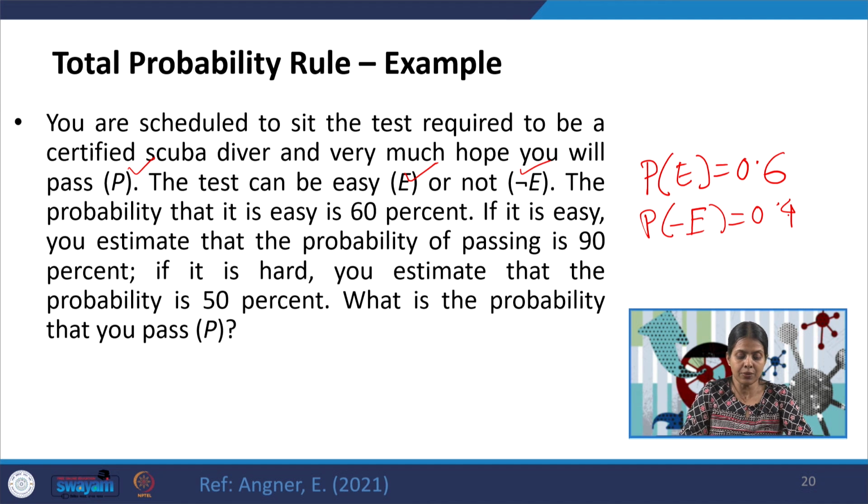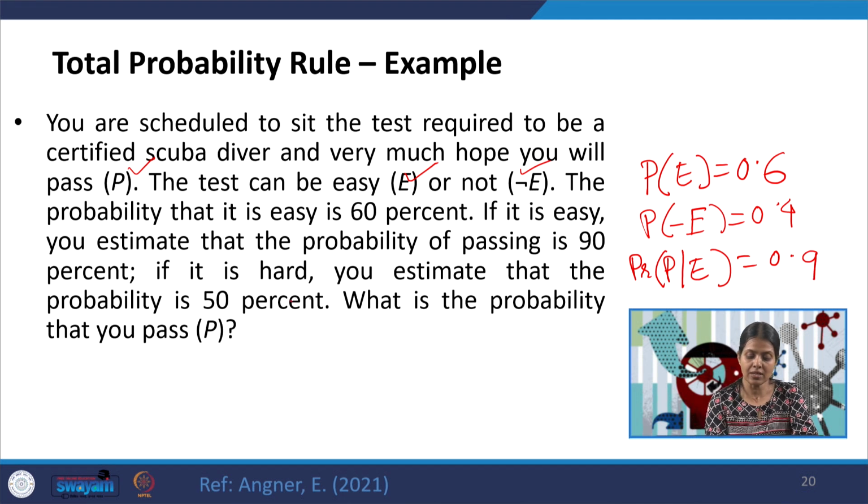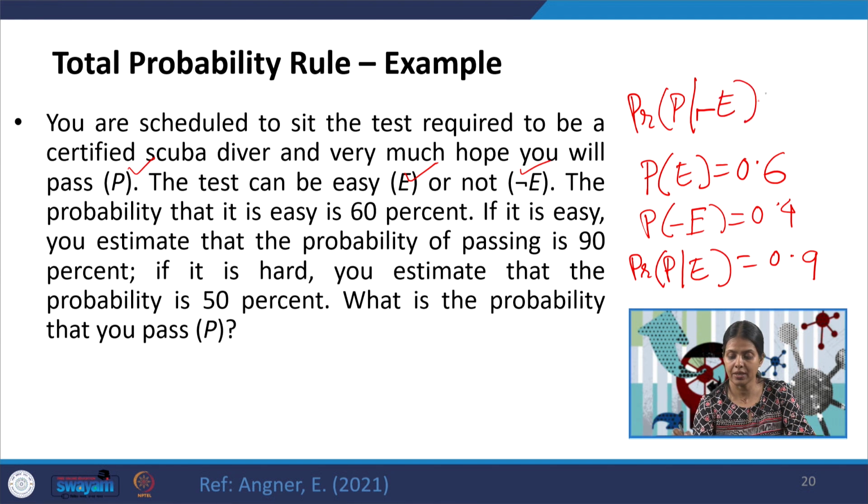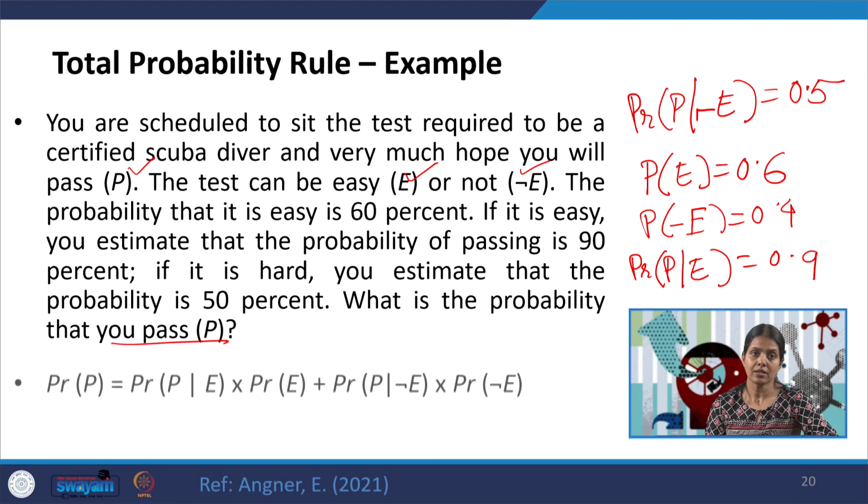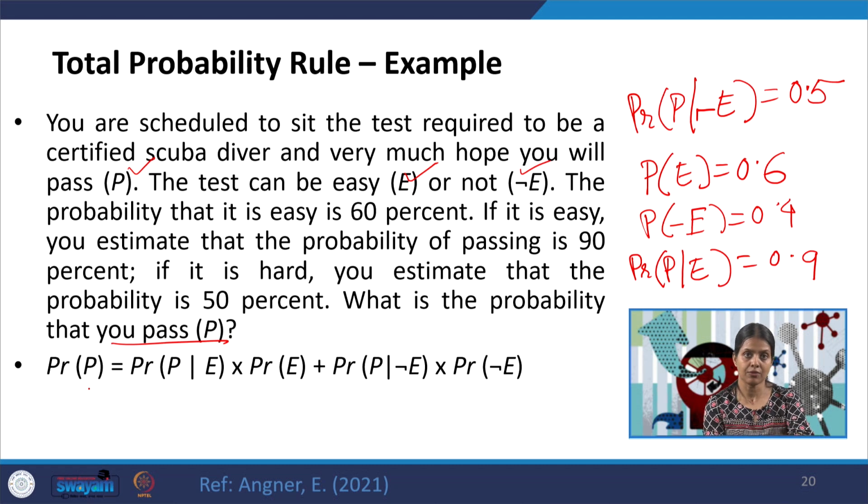If it is easy, you estimate that the probability of passing is 90%. So, the probability that you will pass given that it is easy is 0.9. What else? If it is hard, you estimate that the probability is 50%. So, the probability of passing given that it is not easy is 0.5, right. So, what is the probability that you pass? How do we calculate it? Simply we use that formula, the total probability rule applied here.